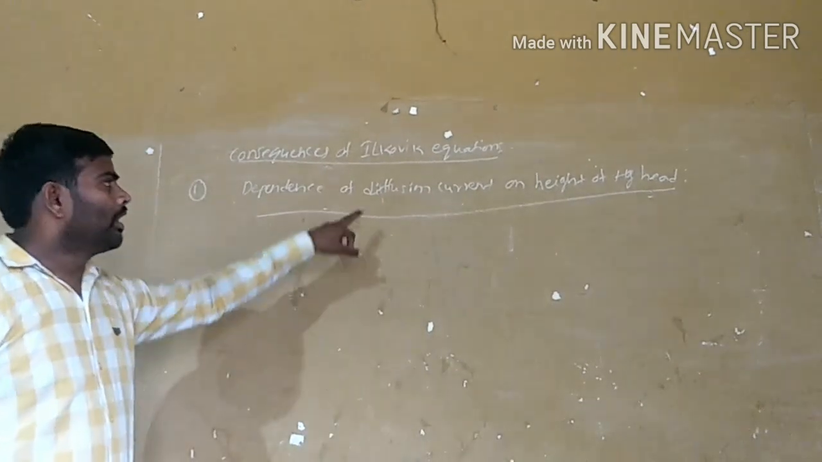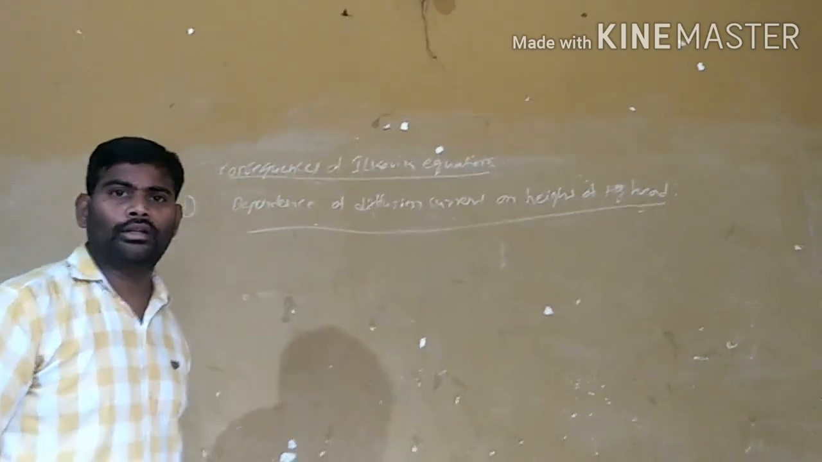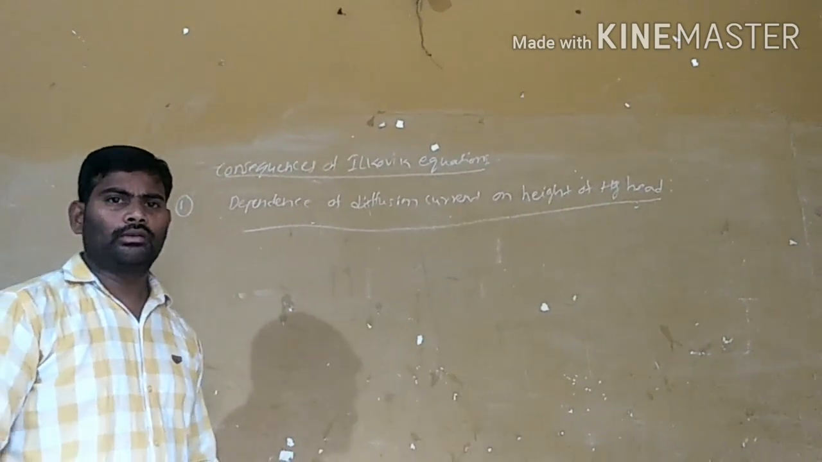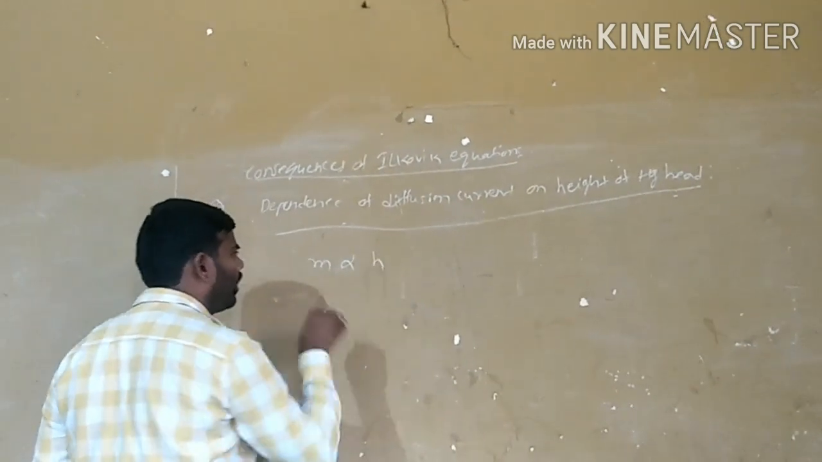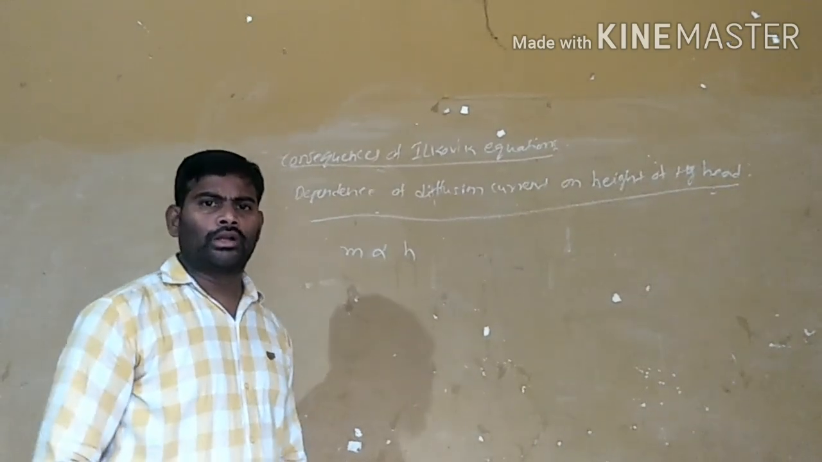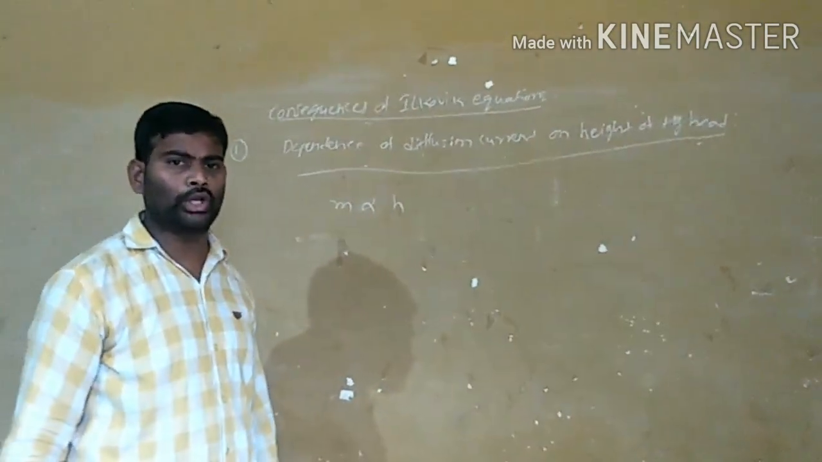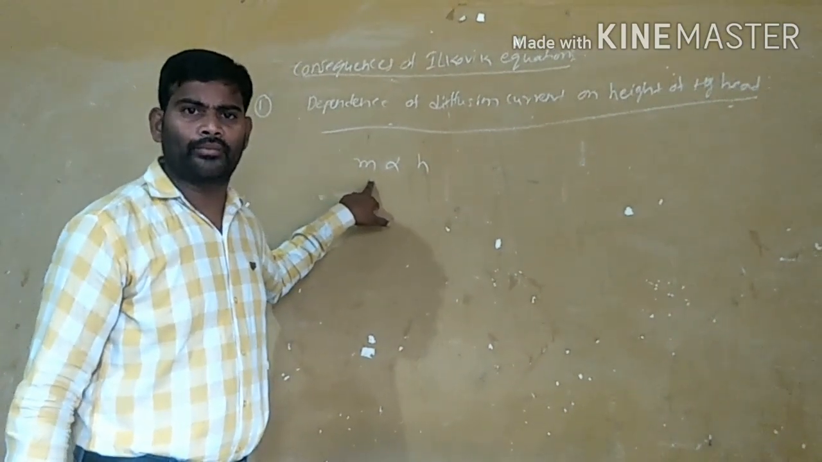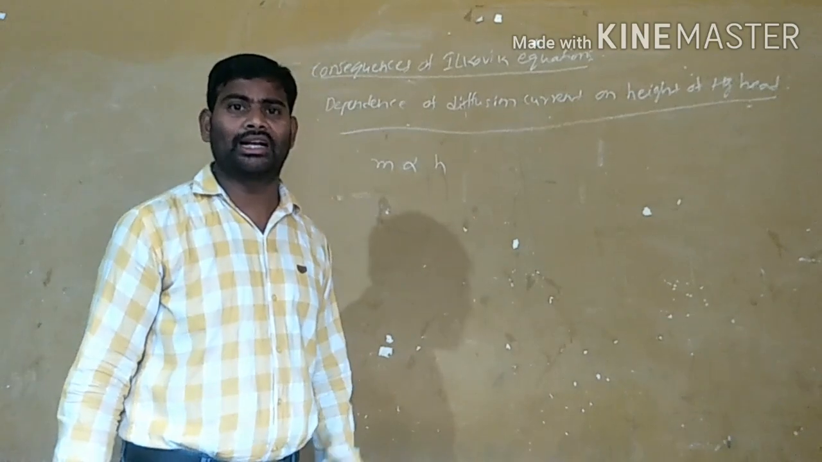If the height of the mercury head changes, the flow rate and drop time simultaneously change. Means the flow rate is directly proportional to the height of the mercury head, because if you are changing the height of the mercury head, the flow rate will increase. As the flow rate is increasing, the time taken for the formation of a mercury drop decreases.